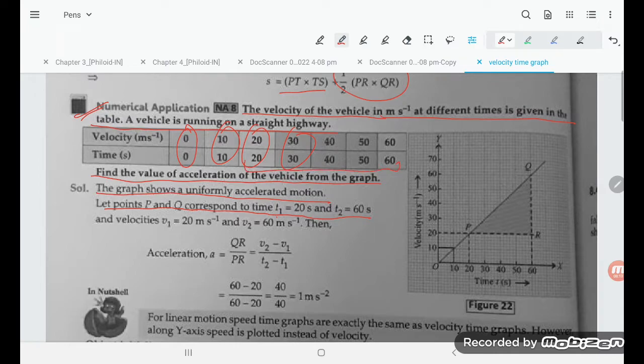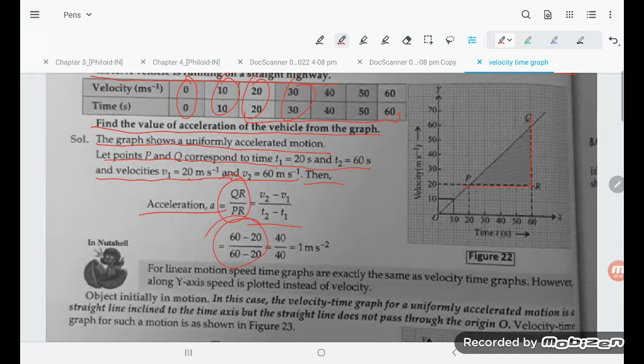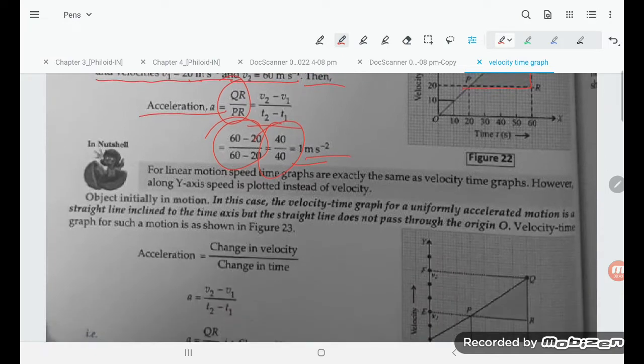Now the velocity V1 is 20 and V2 is 60, then acceleration is QR upon PR. So V2 minus V1 upon T2 minus T1, so 60 minus 20 upon 60 minus 20, so that is 1 meter per second square.